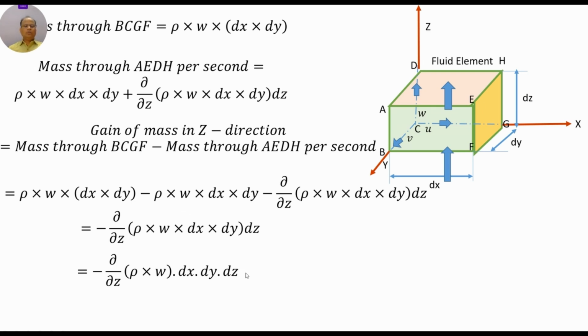Now once we know the quantity of mass gain in each direction, we'll find out the net gain of mass in all the directions. So that is the equation for the net gain of mass: minus [∂/∂x (rho u) plus ∂/∂y (rho v) plus ∂/∂z (rho w)] dx dy dz.